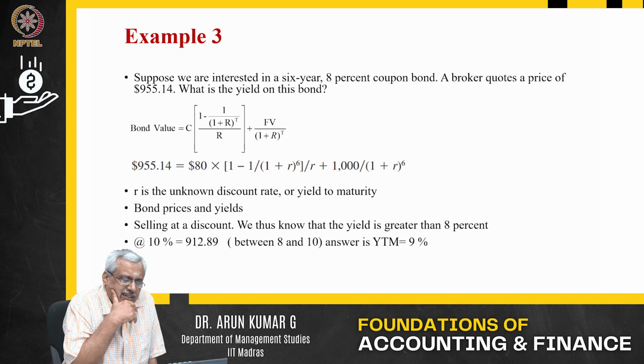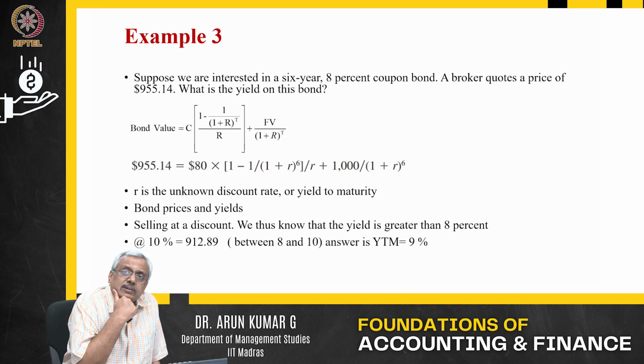Supposing we are interested in a 6-year 8% coupon bond. The bond has a coupon rate of 8% and 6 years of life left. I don't know what the tenure of the bond is, let's not worry about it. The broker quotes a price of 955.15. What is the yield on the bond?